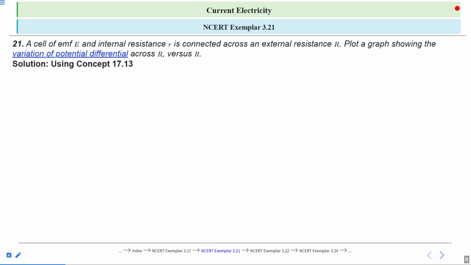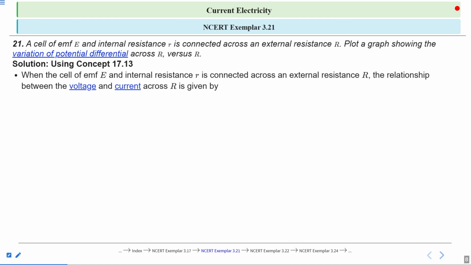Let's see the solution using concept 17.13. When a cell of EMF E and internal resistance r is connected across an external resistance capital R, the relationship between the voltage and the current across the external resistance R is given by V equal to IR. Let it be the first equation.